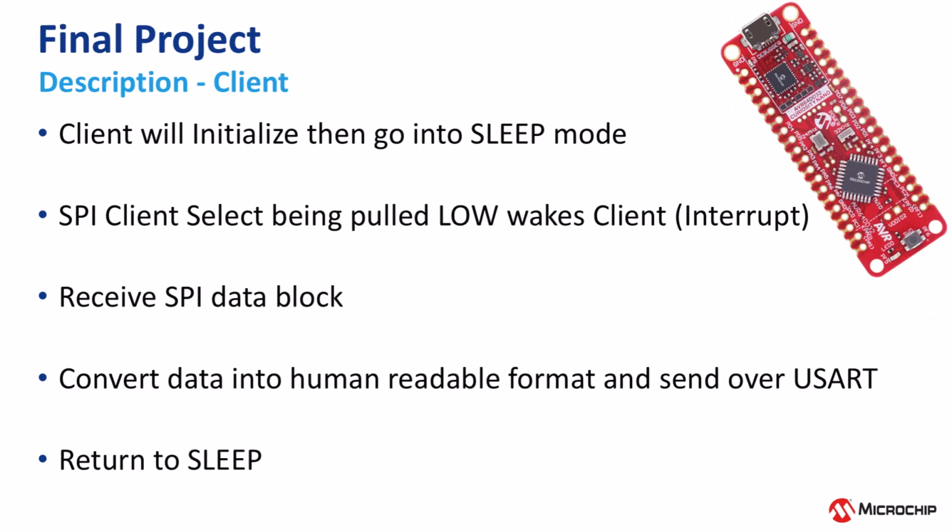When the host's SPI client select line is pulled low by the incoming SPI data, the client device will trigger an interrupt and wake from sleep, receive the incoming SPI data block, convert the SPI data into a human-readable format, and then write that out to the USART. Finally, the client device will return to sleep and wait for the host to send more SPI data. So let's get started.